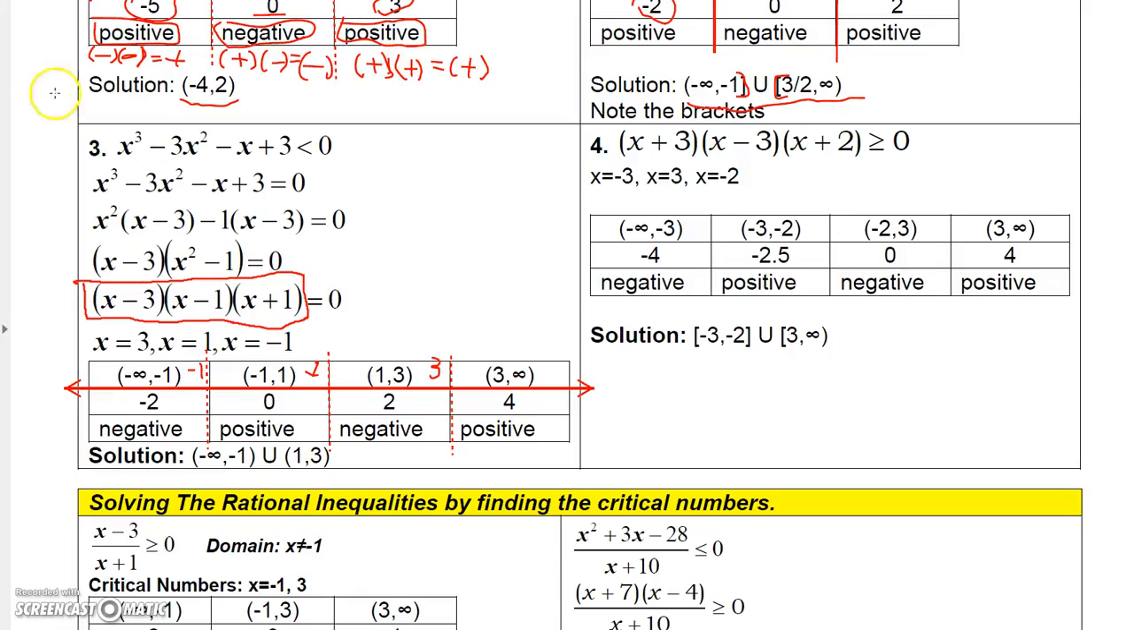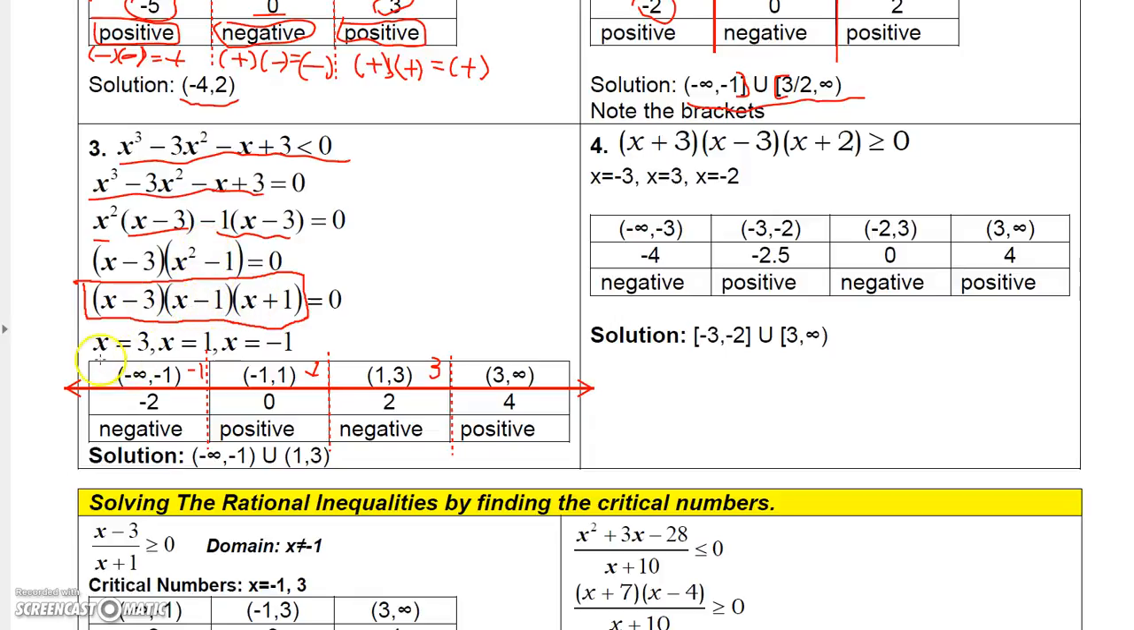Okay, I've got 2 more. I'm going to work this one, and then number 4 you can just pause the video and see how I solve that one. So this one, if I factor by grouping, which I've done earlier, I'm just going to drop down to where I factored it by grouping. I get x squared times x minus 3 minus 1 times x minus 3. Then factor the x minus 3 out, and it factors into x minus 1, x plus 1.